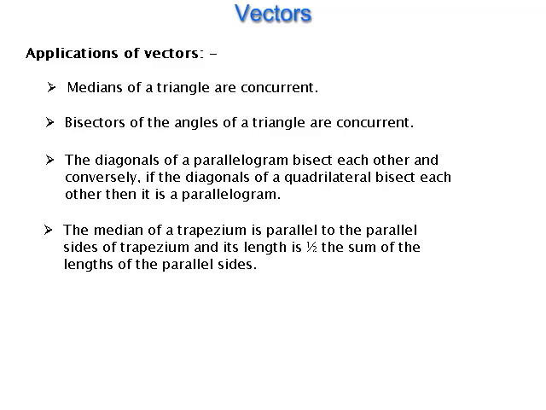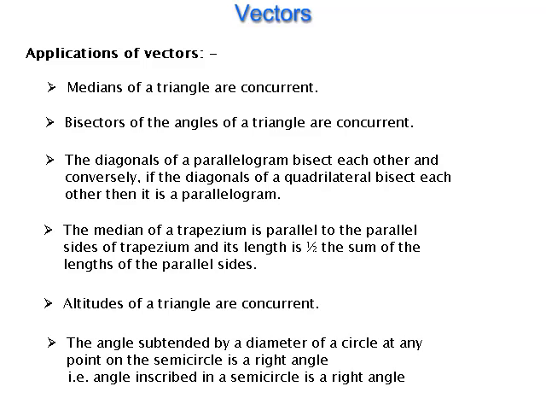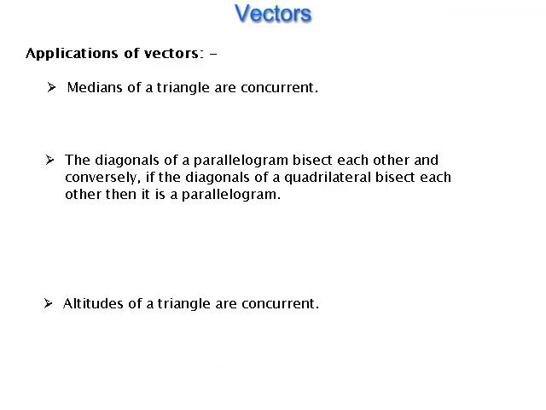Number 4. The median of a trapezium is parallel to the parallel sides of the trapezium, and its length is half of the sum of the lengths of the parallel sides. Number 5. Altitudes of a triangle are concurrent. Number 6. The angle subtended by a diameter of a circle at any point on the semicircle is a right angle. That is, the angle inscribed in a semicircle is a right angle.